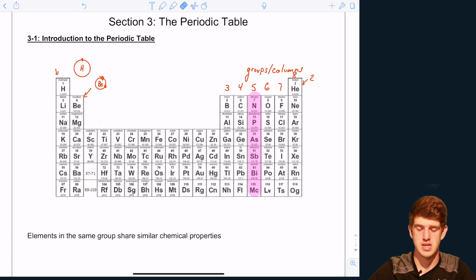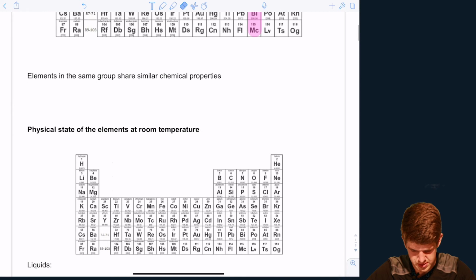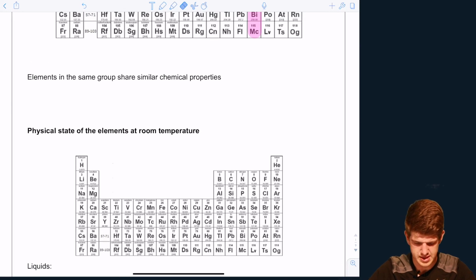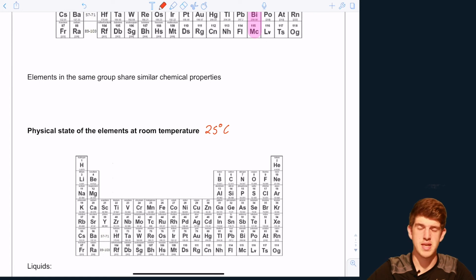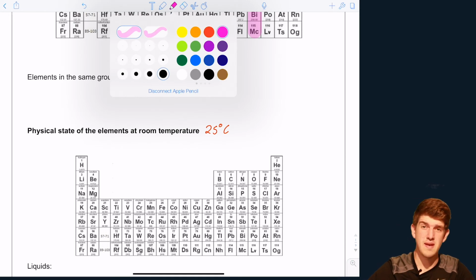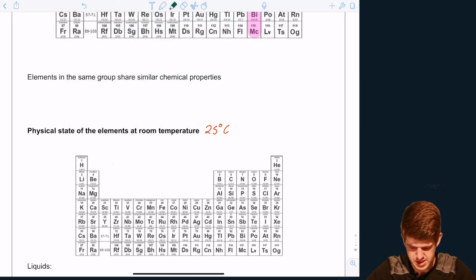The only other thing we really want to introduce to you are the physical states of the elements at room temperature. So roughly at 25 degrees Celsius, does each of these elements exist as a liquid, solid, or a gas? Now, if you're going to get a question on this on your exam, it's going to be a pretty specific question. But first, let's just say, what are the gases?